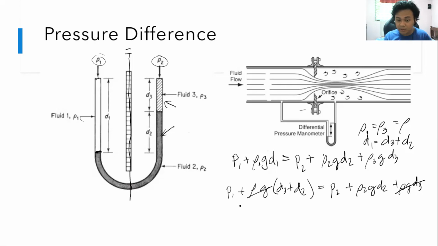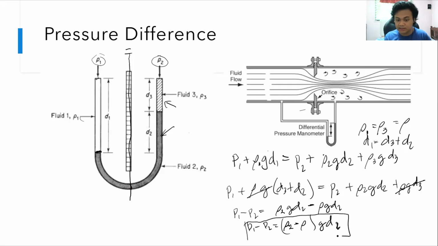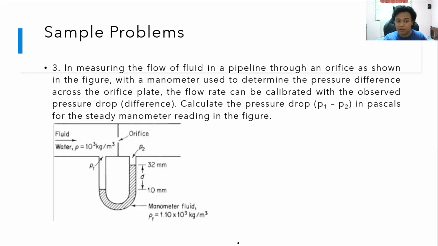So P1, we'll now have to simplify this, P1, P2, and then move that to the right. We will have the P2, rho 2 G D2 minus rho G D2. So to simplify it further, P1 minus P2 is equal to rho 2 minus rho times G D2. Okay, so that's the simplified formula for that. And then let's move on to the last sample problem.